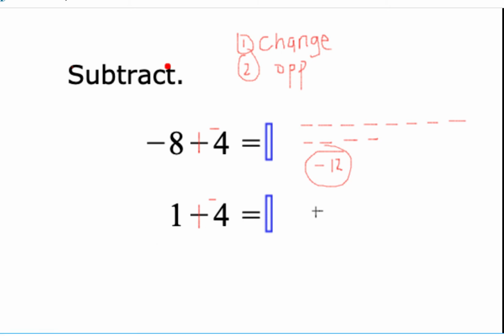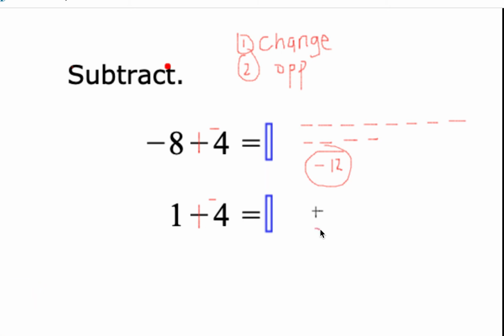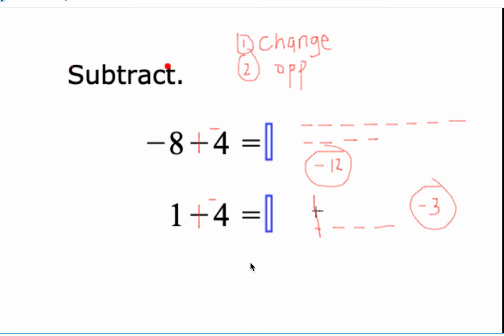I'm going to add to it -4, 4 negatives, 1, 2, 3, 4. And I can cancel out this. They're polar opposites. And what am I left with? I'm left with 3 negatives. And that's the sign. Now, it looks different than this.